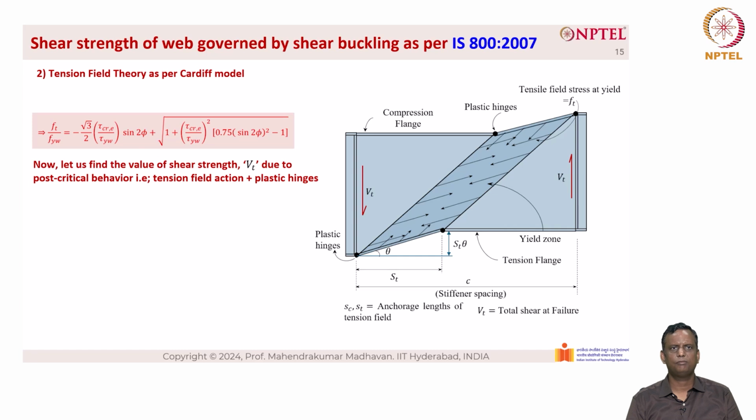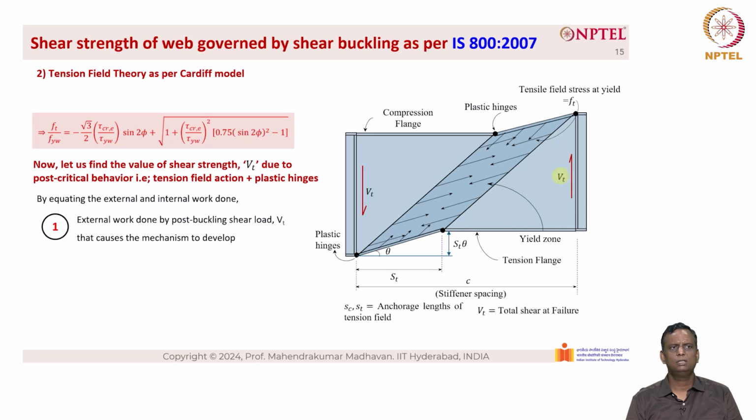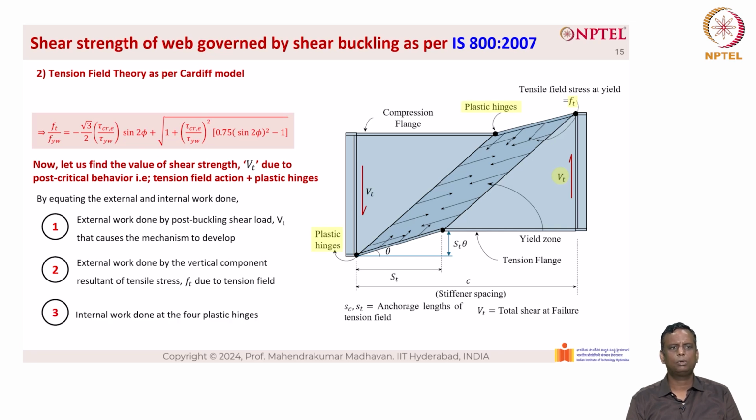Now let us find out the value of shear strength V_t due to post-critical behavior, that is tension field plus plastic hinges. By equating the external and internal work done, the first one is the external work done by post-buckling shear load V_t that causes the mechanism to develop. The next one is the external work done by the vertical component resultant of tensile stress F_t due to tension field. The third one is the internal work done at the 4 plastic hinges.